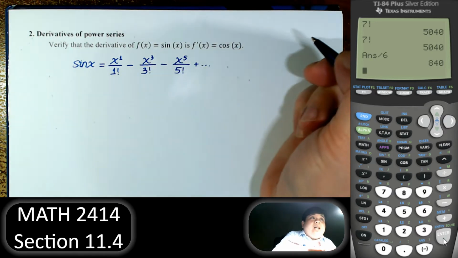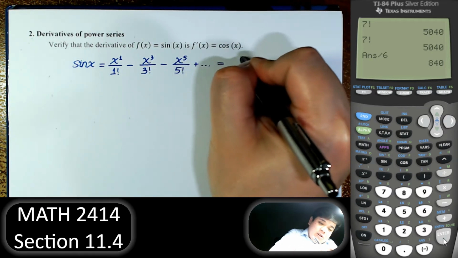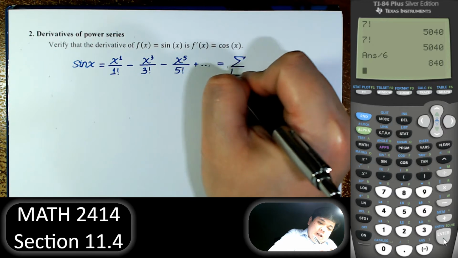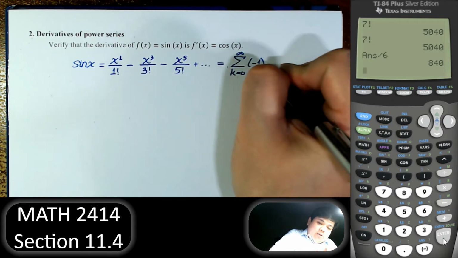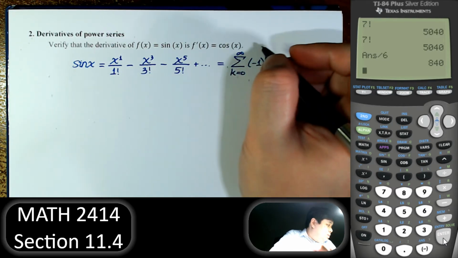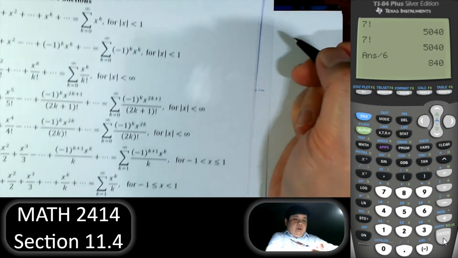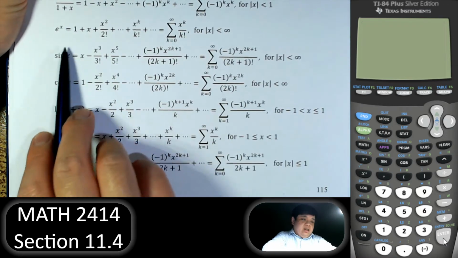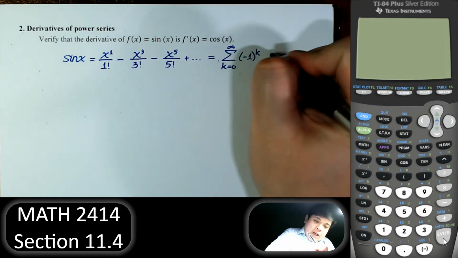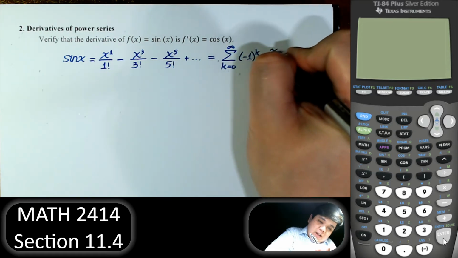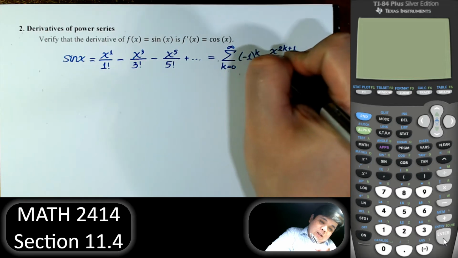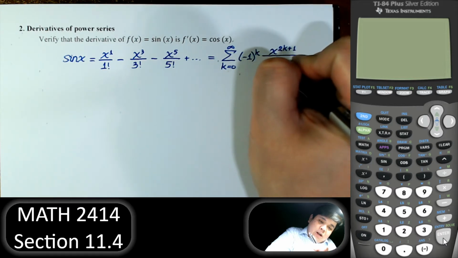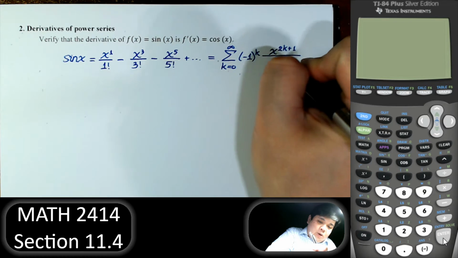Of course we can do that, or we can use the summation form. k goes from 0 to infinity, (-1) to the k power. Of course, you can just look at page 115. This is the Taylor series for sine. And then we have x to the 2k plus 1 on top, and (2k plus 1) factorial at the bottom.